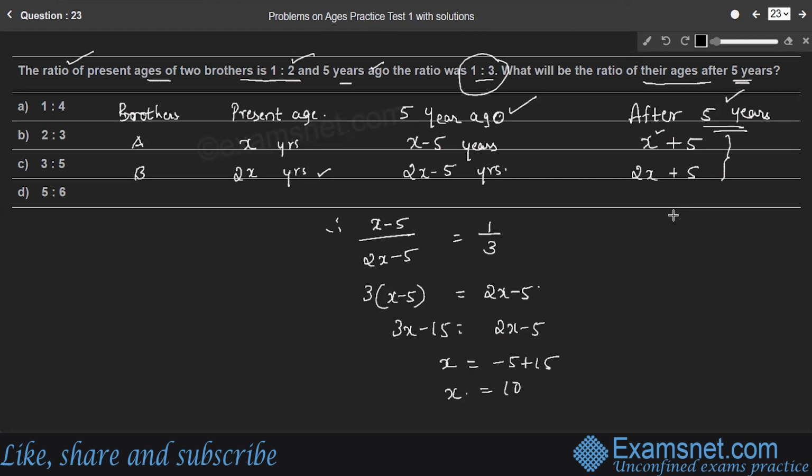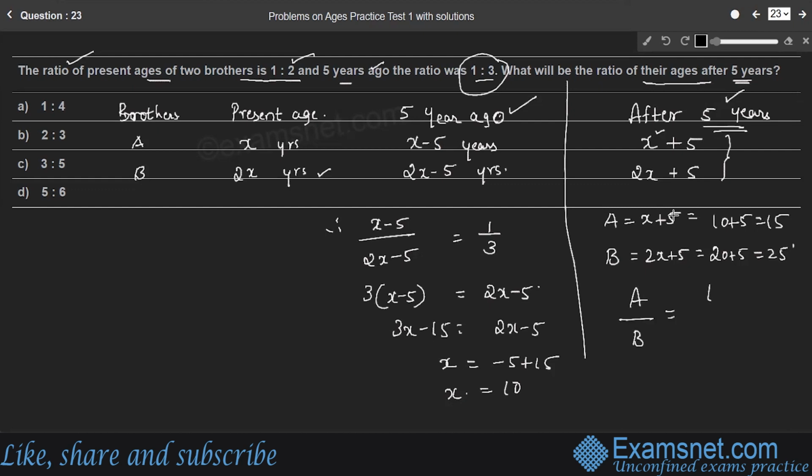So after 5 years, we need the ratio of their ages. A's age becomes x plus 5, where x is 10, so 10 plus 5 is 15. And B's age becomes 2x plus 5, so 2 into 10, which is 20, plus 5 is 25. So after 5 years, A's age by B's age becomes 15 by 25. So 5 into 3, 5 into 5. Therefore, the required ratio is 3:5. So after 5 years, the ratio of their ages becomes 3:5. Option C is the right answer.